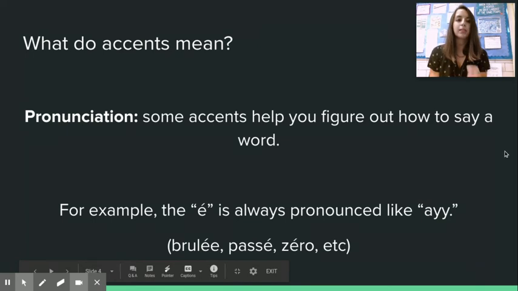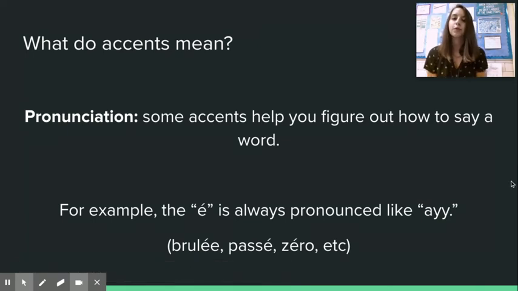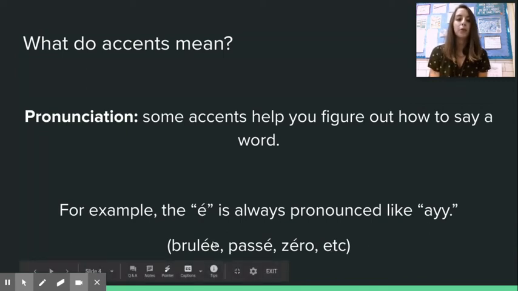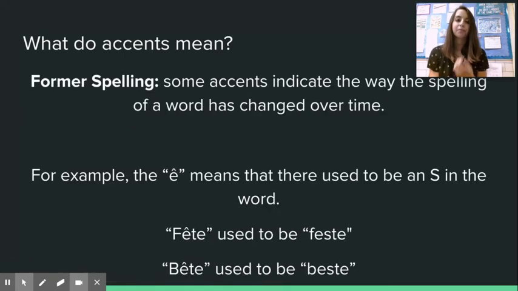So what do accents mean? Pronunciation. Sometimes accents help you figure out how to say a word. For example, this E with an accent aigu that points up, it's always pronounced like A. So brûler, passer, zéro. You see how those all have the same A sound in them. And that's because they all have the same accent.